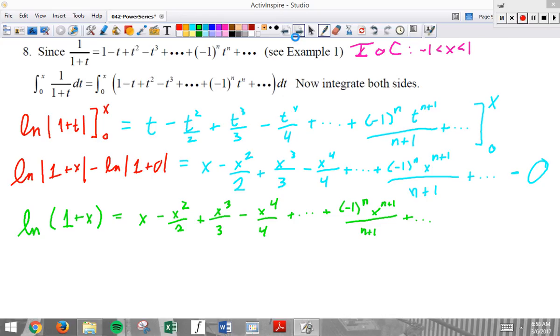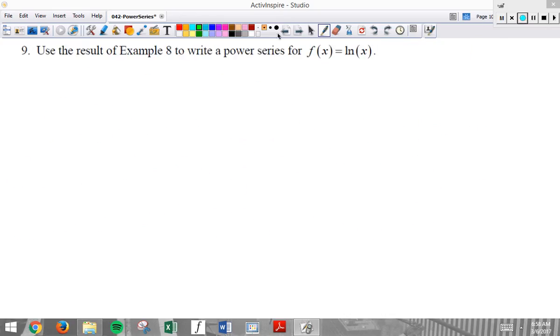Use this result to write a new series for natural log x. So the idea is, what would I be replacing the inside with? I would say natural log 1 plus x minus 1. Does everyone see how that's true?